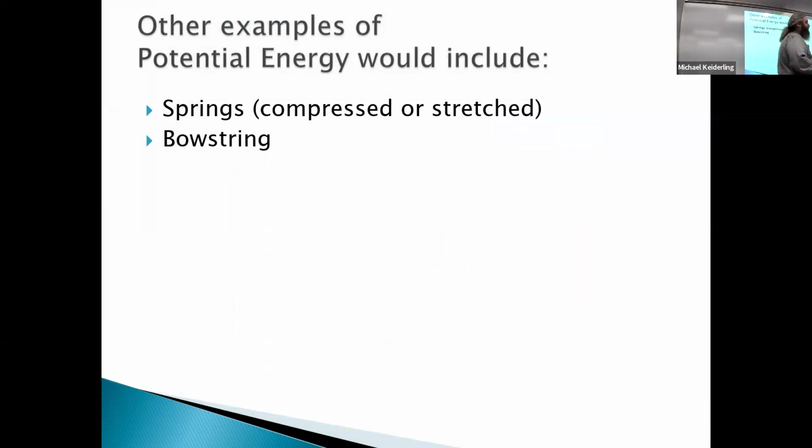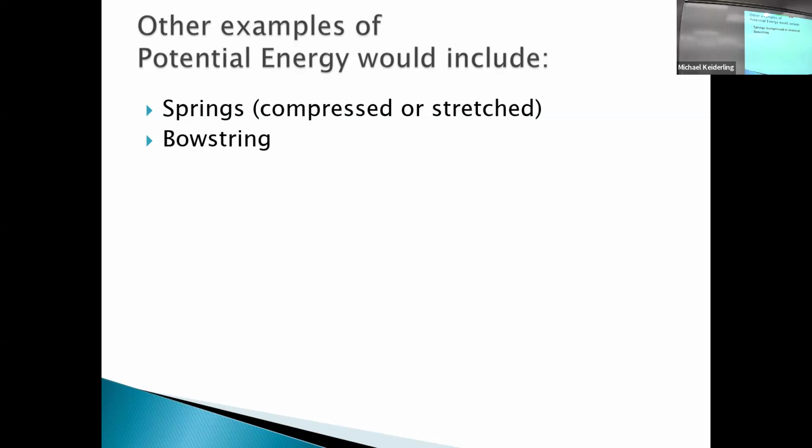There are other places we can store potential energy. The most common one you're going to run into is springs. Elastic potential energy is stored in the bending of a spring or the compression or stretching of a spring. With a bow, you can have some elastic energy in the stretching of the bowstring, but the primary thing with a bow and arrow is the bending of the limbs of the bow. That's where the energy is stored.